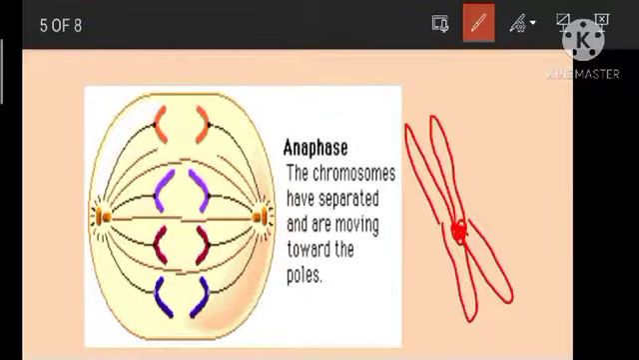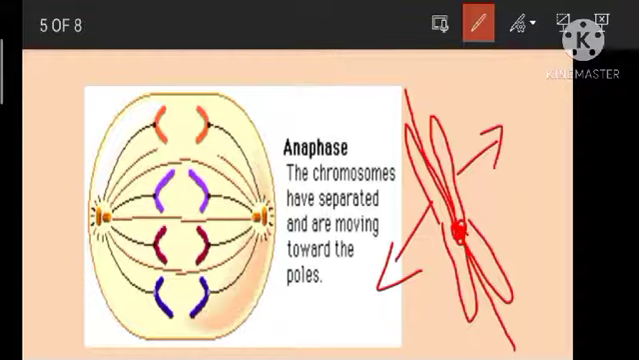Now, what happens during this anaphase stage? This centromere will be splitting into two longitudinally. So, like this, it will be splitting. As a result, the two chromatids, this is one chromatid, this is another, will be separated. Okay, longitudinally, they will be separating. And now, these daughter chromatids, we can also say them as daughter chromosomes. Okay, after splitting, they will be moving towards the opposite poles.